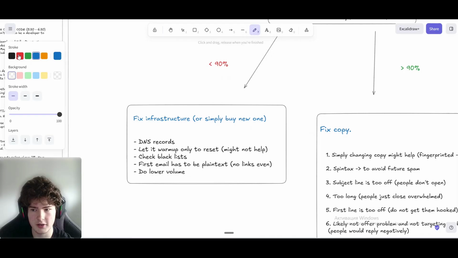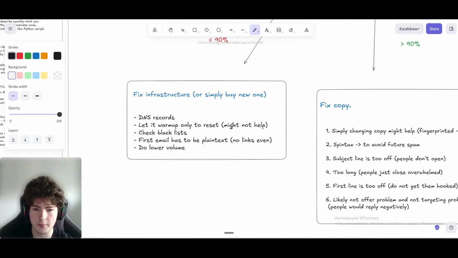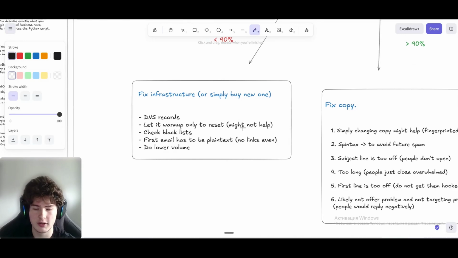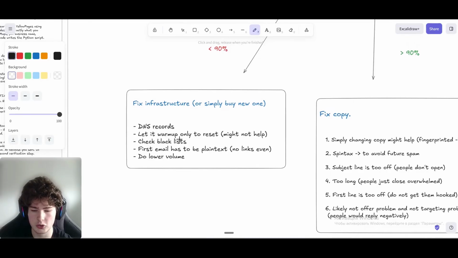This is actually what I do for my clients, just because it's not worth the headache to troubleshoot it, and most often it might not even help. If your IP is flagged, for example, or if your domains are flagged, then it might not help at all, depending on how burned it is. You might want to check DNS records. You might want to let it warm up only, to basically reset for some time. Just put it aside for a month, for example. It might help, but might not.